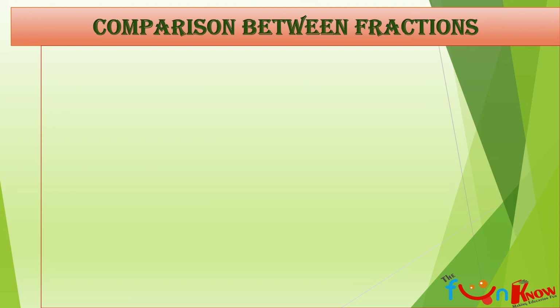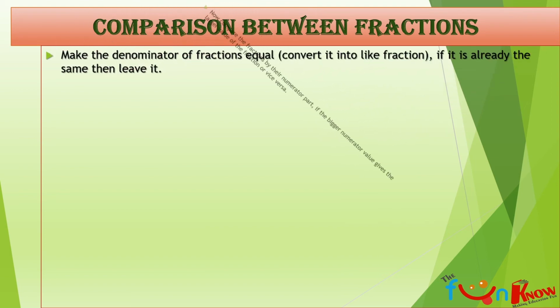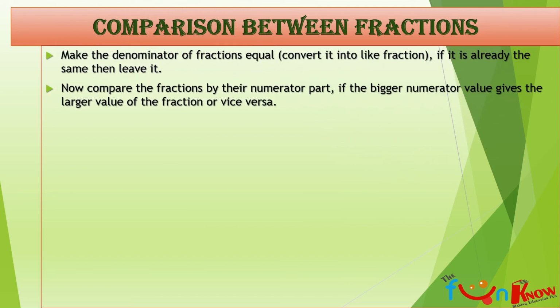Next we'll see comparison between fractions. Our first step while comparing fractions is to make the denominators of the fractions equal. Convert them into like fractions if the denominators are not equal, and if they are already equal, then leave them as they are. Before making a comparison between the fractions, you have to make sure that the denominators are equal. Now compare the fractions by their numerator part.